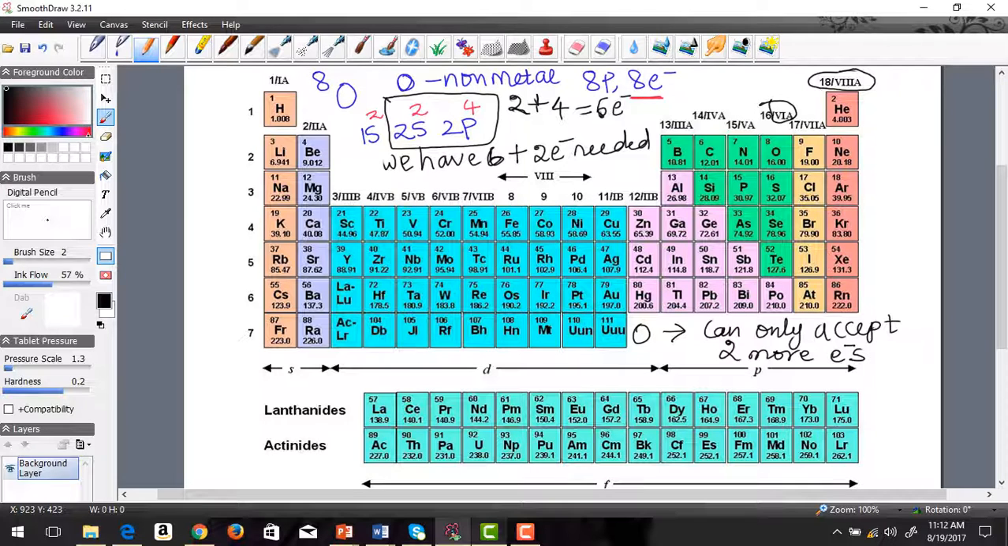Okay, this is a difference between metals and non-metals. Metals give up or lose electrons, and how much they lose depends on the Roman numeral. So if it says 2, that means it can lose 2. Whereas for non-metals, 6 does not mean it's going to lose 6, because non-metals are supposed to gain, and they always have to get to 8. So oxygen's got 6, and it can only accept 2 more electrons.